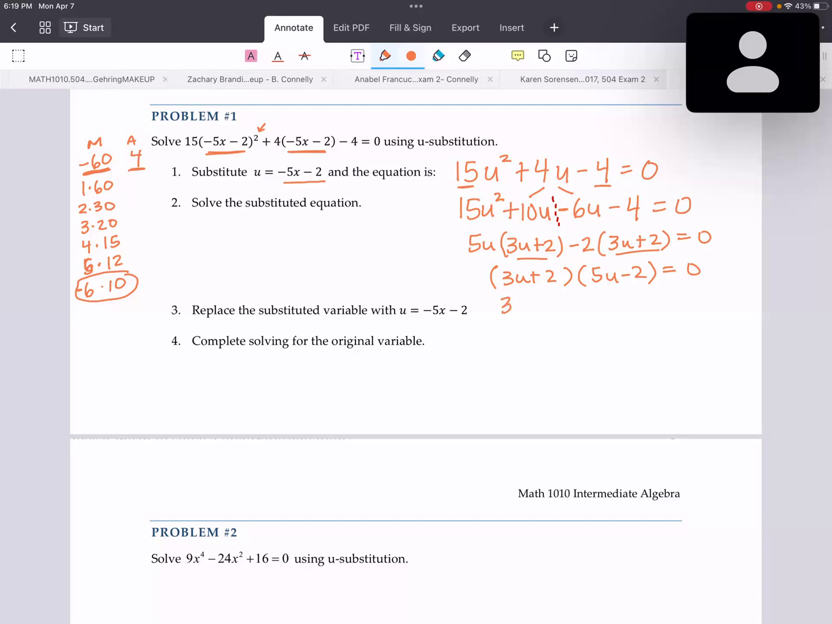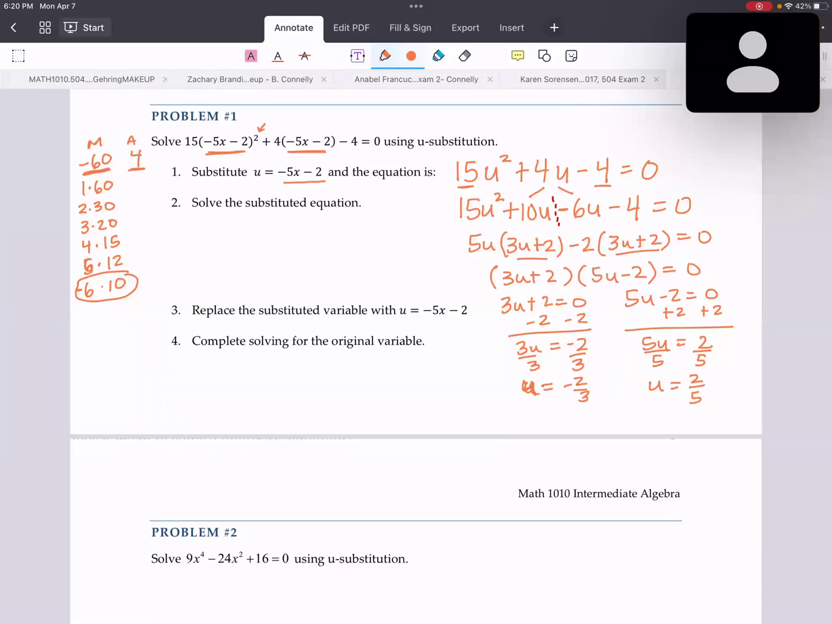So when I do that, 3u plus 2 equals 0, 5u minus 2 equals 0. Let's subtract the 2 over, and then we'll divide by 3. So u equals -2/3. That's kind of weird. All right, and then let's add the 2 over. So I get 5u equals 2. And then divide both sides by 5. So u equals 2/5. All right, but I solved for u, right? I haven't solved for x yet.